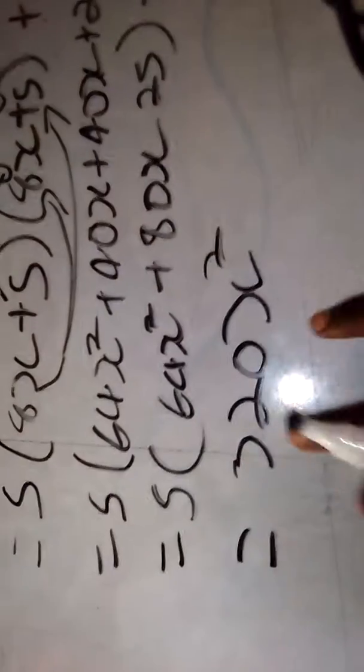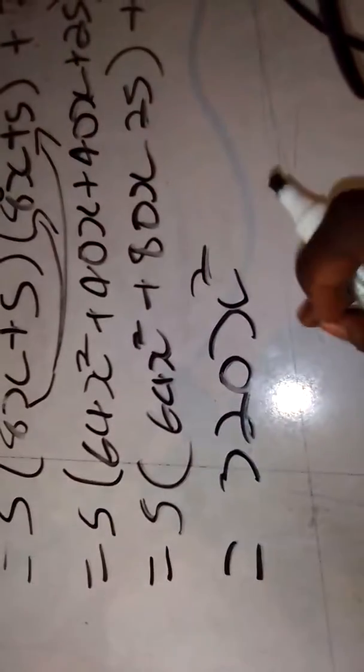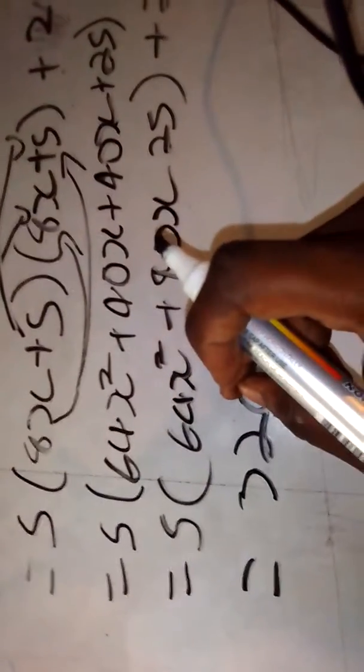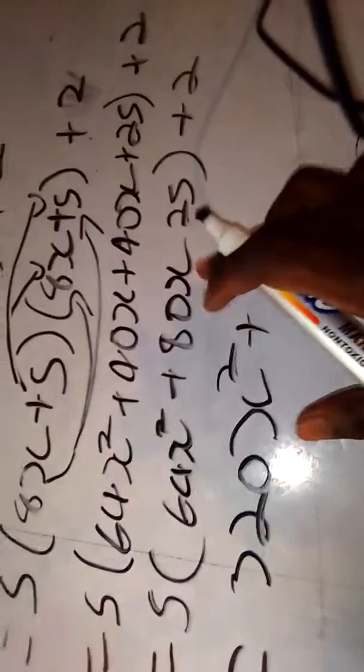320x squared. Right, because 5 times 64 I think is 320, because 5 times 4 is 20, put a 0, carry the 2, and 5 times 6 is 30, plus the 2 that we carried, that's 32, so 320x squared, right? Boom. Now, Lord God, 5 times 80.